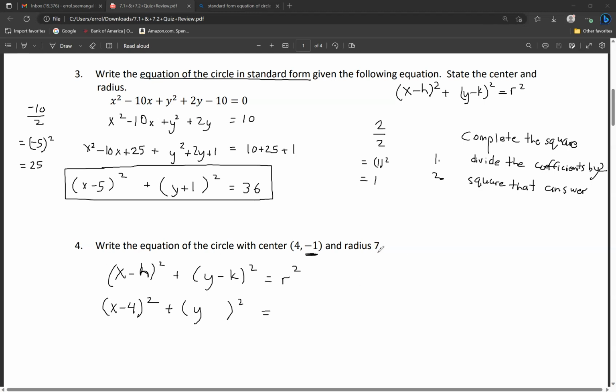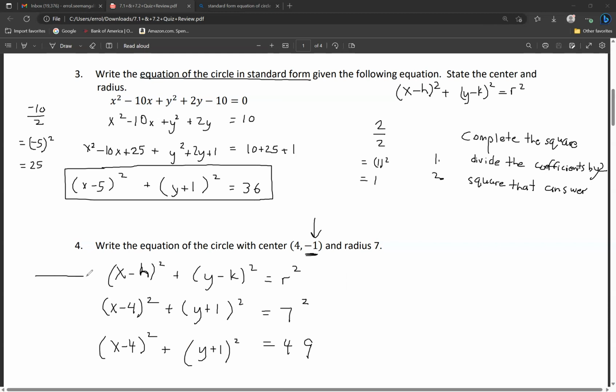Don't worry about the radius just yet. Positive 1. Now, what's this part right here? Now use the radius. So what's 7 squared? 49. 7 is the radius squared, right? So this will just be 49 here. Write the same thing on this side: x minus 4 squared, y plus 1 squared. Make sense?